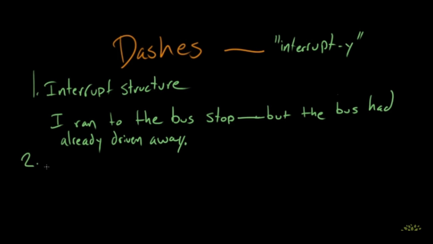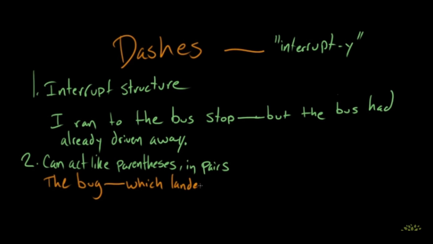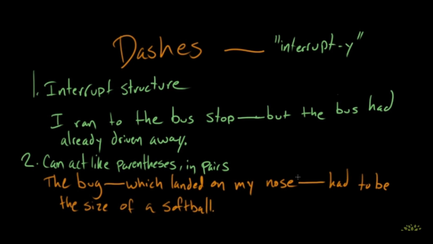Use number two for the dash is that they can act like parentheses in pairs. So the dash is in the same place as another type of punctuation could be. Let's look at another example sentence and I'll switch colors. The bug—which landed on my nose—had to be the size of a softball. Enormous bug. As you rightly pointed out, this is the same as having it in parentheses. You wouldn't have both of these together like that, but they have the exact same function in this case.